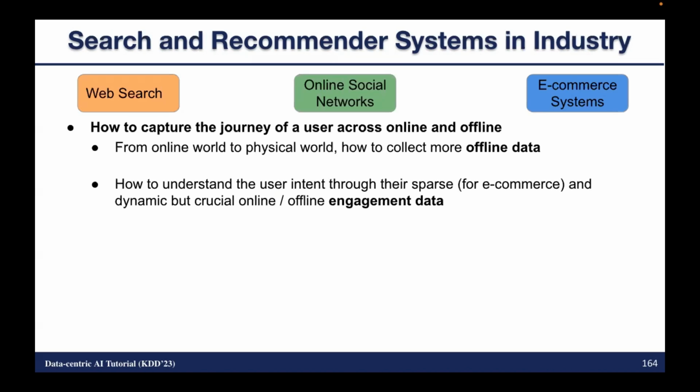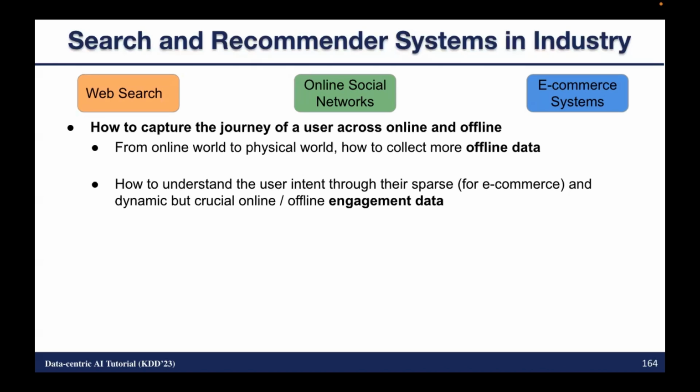Why we are getting so many different types of data from their online engagement. I feel for such recommender systems, it is still challenging to capture the full journey of the user across online and offline. Sometimes we only know part of the offline, and most of the time we only know part of their online. How to collect more data from offline and combine that with the online data, to get a full picture of the user's journey, is a continuous challenge that we can tackle.